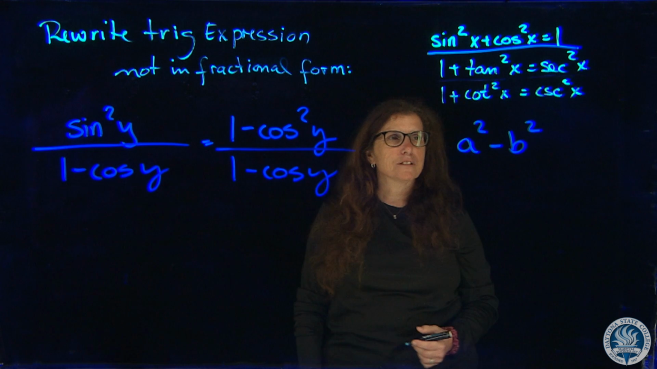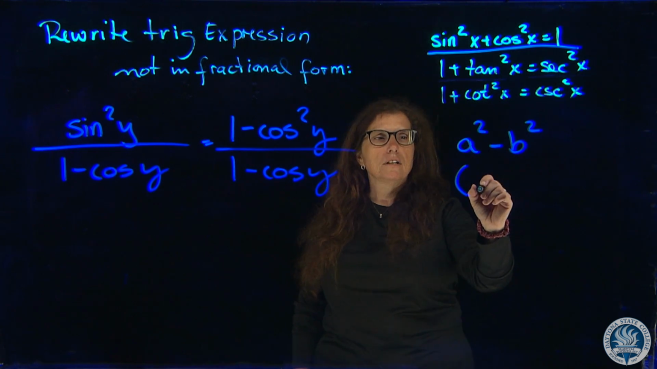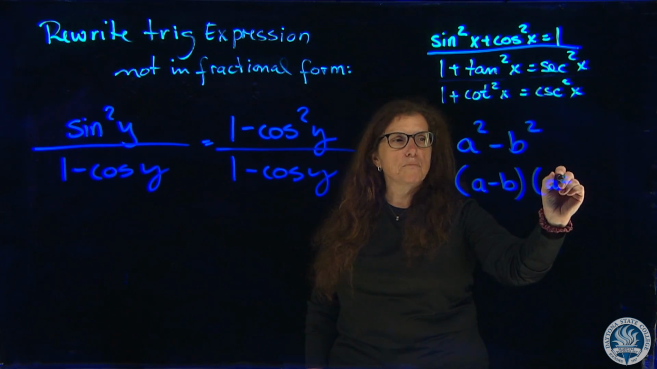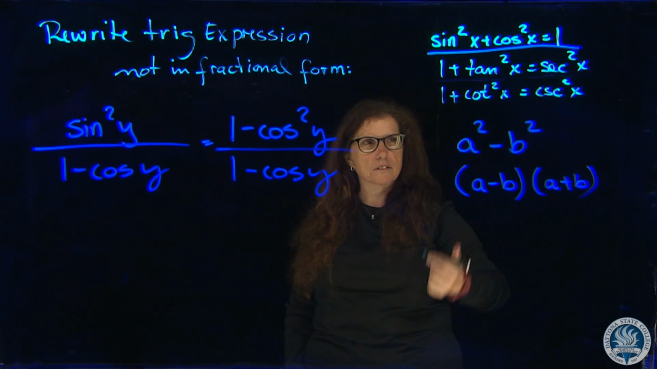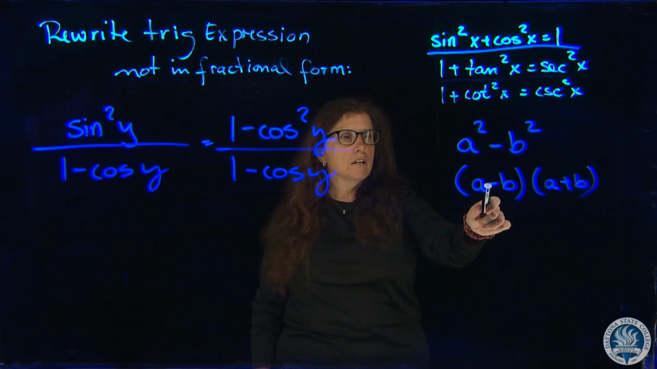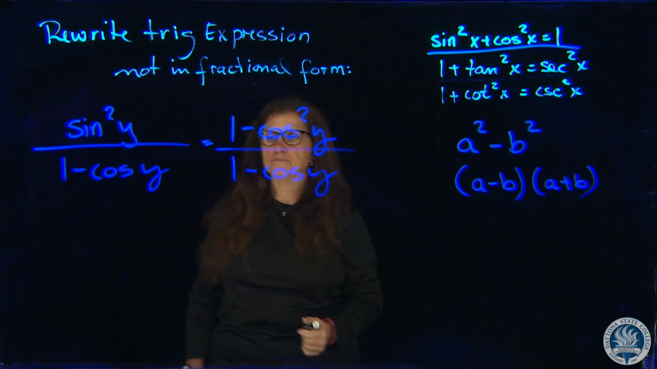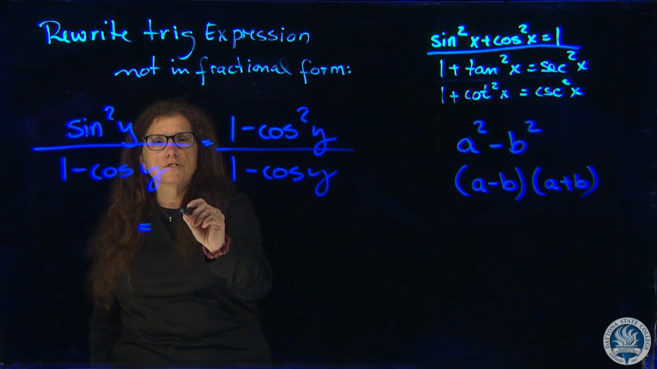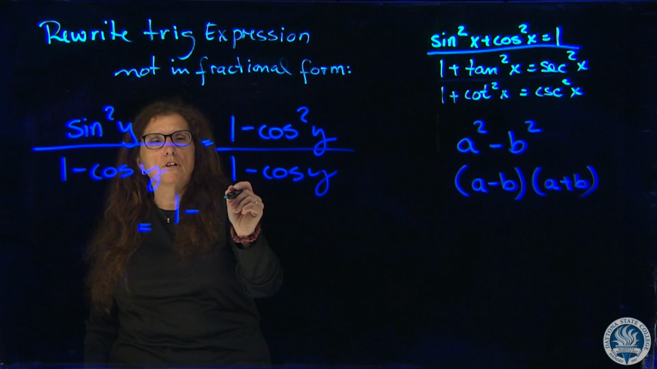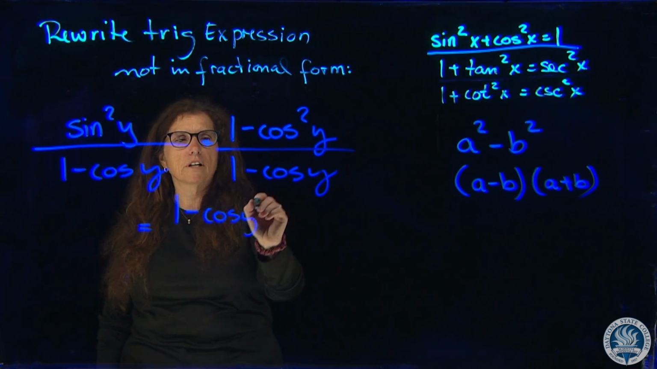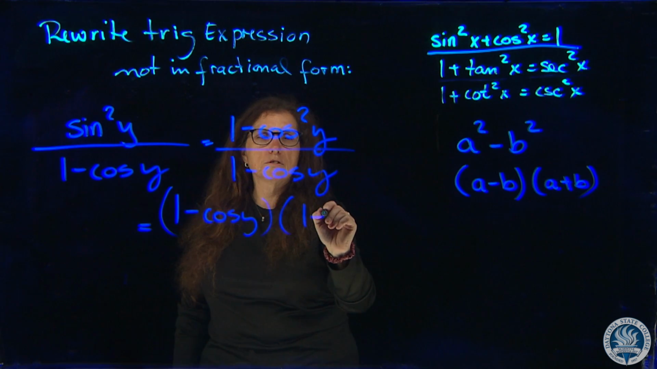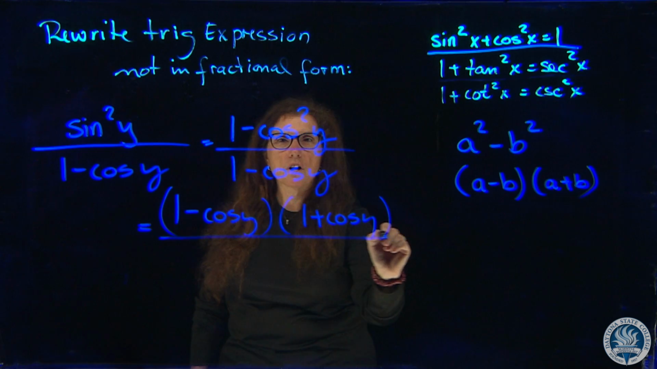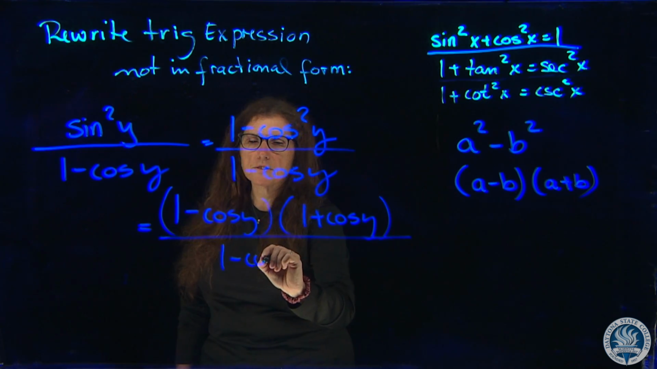How does a squared minus b squared factor? Well, if you remember, that factors into a minus b times a plus b. You kind of take the square root of both terms. In between, they have different signs. I'm going to do the same with the 1 minus cosine y. So I factor this into 1 minus cosine y times 1 plus cosine y, and this is all over 1 minus cosine y.